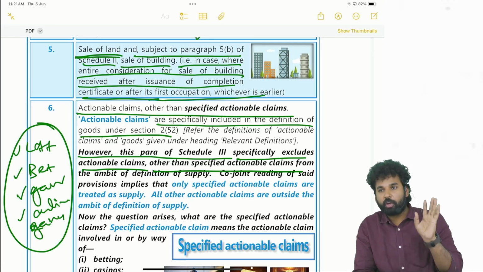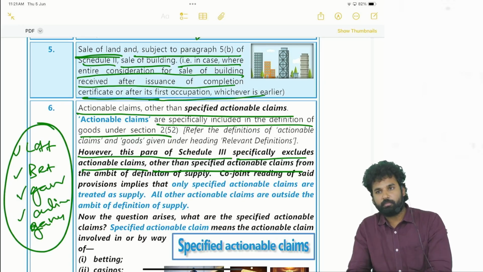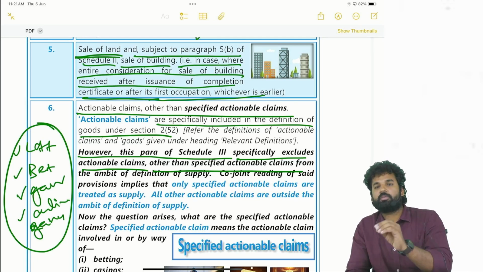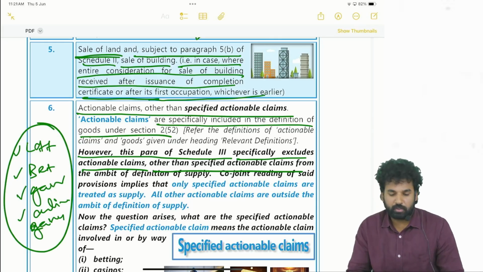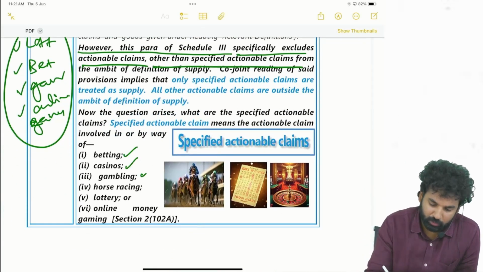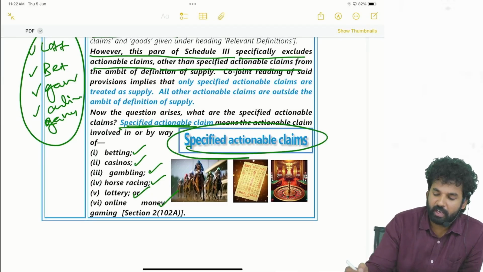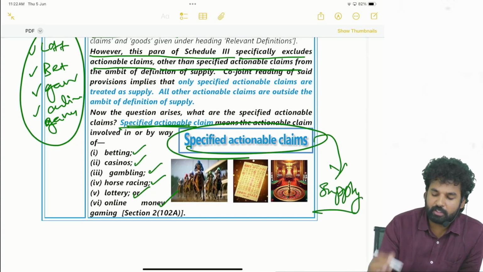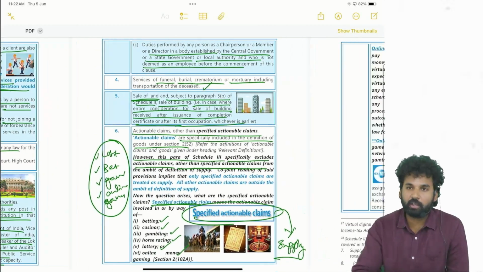That means if a person is dealing in lottery, selling lottery tickets, doing online gaming business, doing gambling, doing betting business, or through online games also, in such cases that will come under the definition of supply. If it is other than that, just like a promissory note, or any debt which is enforceable, negotiable instruments, then it will not come under the scope of supply. Whenever it is a case of specified actionable claims like lottery, betting, gambling and online gaming, then only it will come under the scope of supply. Betting, casino, gambling, horse racing, lottery, online money gaming will be specified actionable claims. Other than specified actionable claims, any actionable claim will come under the definition of goods, but under the scope of supply it will not come.